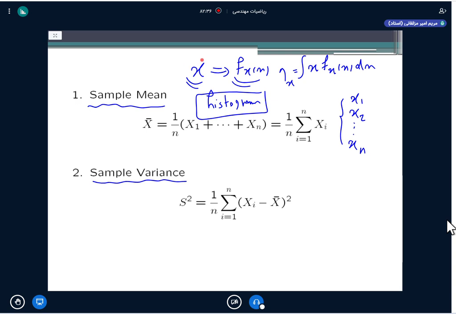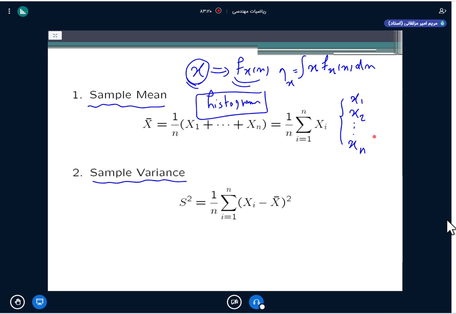For example, suppose that the random variable x is related to the weight of people in a town. If we sample from this society, for example, we measure the weight of n individuals in this society, then x1, x2, and xn are the samples of a random variable related to the weight of people in a society.